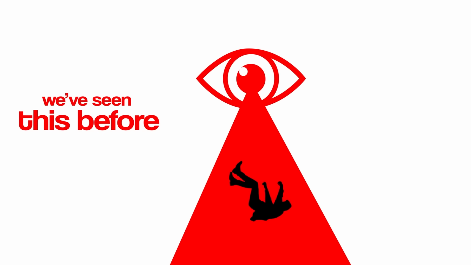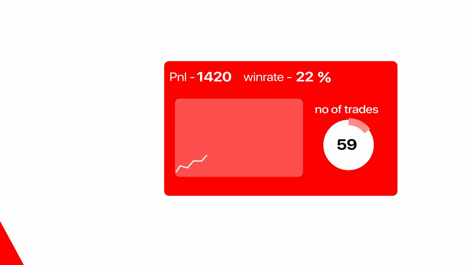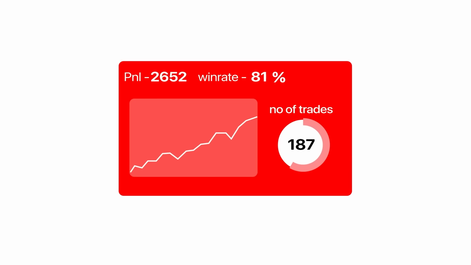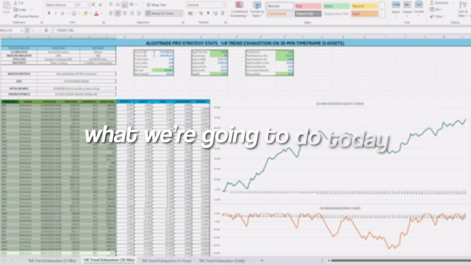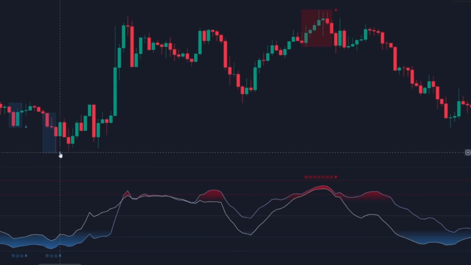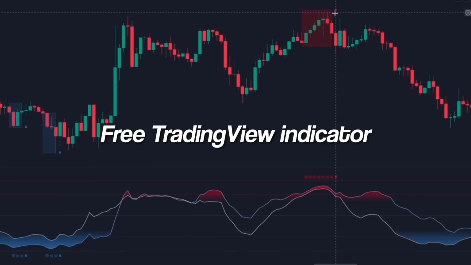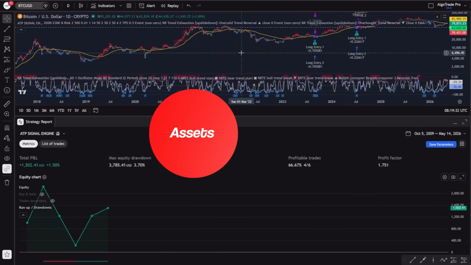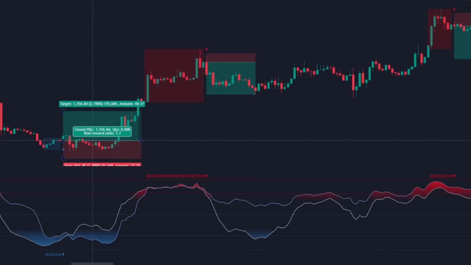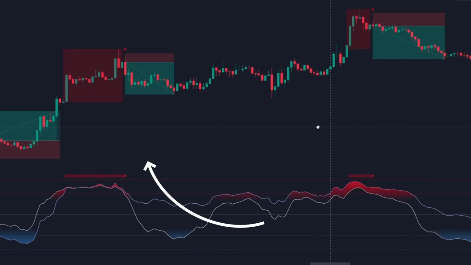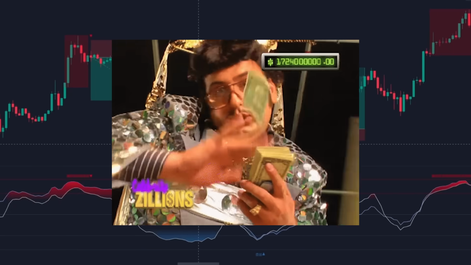But of course, we have seen this before. A lot of indicators look amazing visually and then completely fall apart once you actually test them properly. And that's exactly what we are going to do today. We are going to test this free TradingView indicator across different assets and time frames with all available historical data to find out if this thing can actually become a profitable trading strategy.